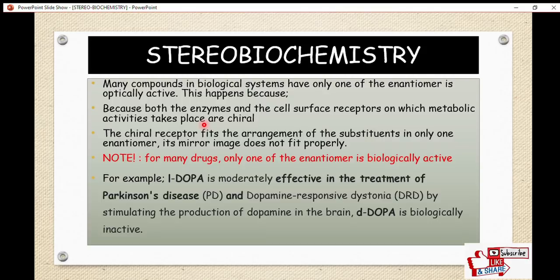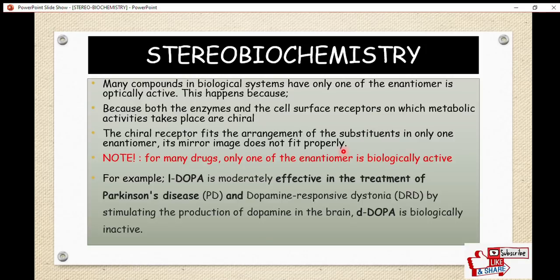So they react specifically. The chiral receptor fits the arrangement of the substituents in only one enantiomer. Its mirror image does not what? Fit properly. So for instance, when we have a specific drug, every drug too is optically active, so it's supposed to have a mirror image. So we have a D and an L.